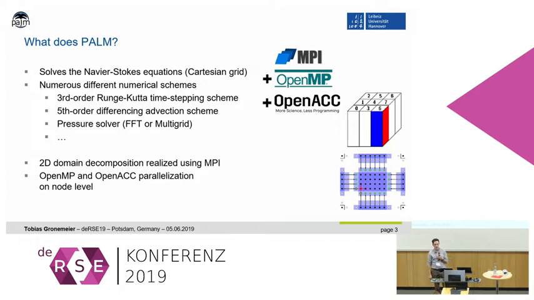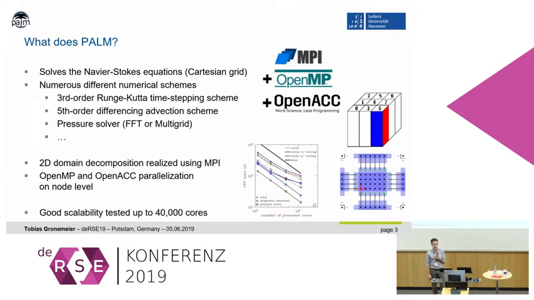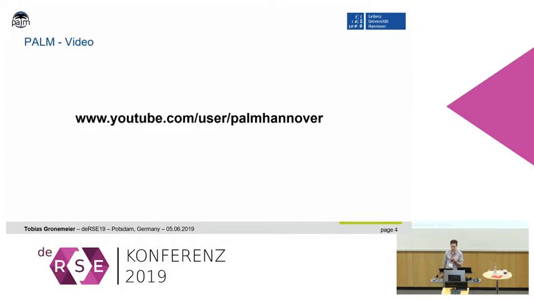But that's not all. We also use OpenMP and OpenACC for parallelization within one of these columns. So we try to use everything we can to get the code parallel and quite fast. And we also achieved quite good scalability. We tested this with up to 40,000 cores, and this is the graph. So it scales quite well, I would say. So these are some facts.